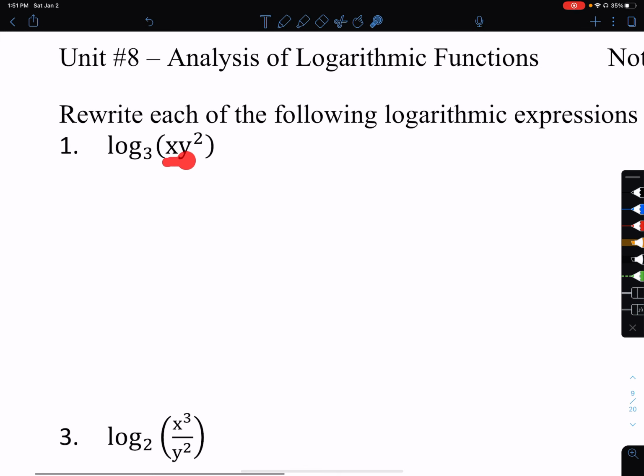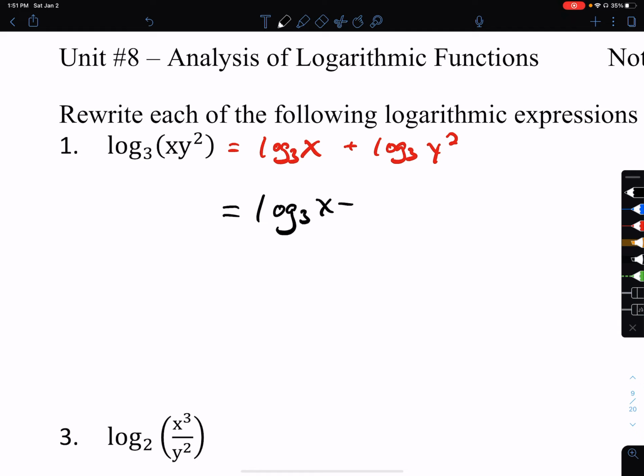So this argument has a product. Things are multiplying. So we can write this as log base 3 plus another log base 3. And we can write the x as one of the arguments and the y squared as another. If we want to expand it a little bit more, we can use the power property and take this exponent of 2 and write it as a coefficient. So we could write this as log base 3 of x plus 2 log base 3 of y.